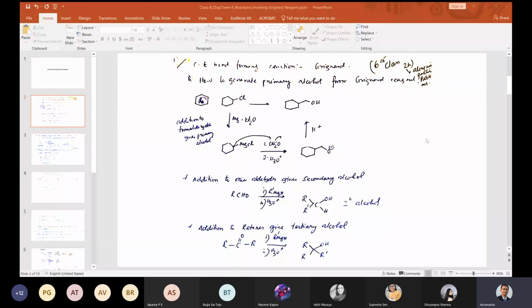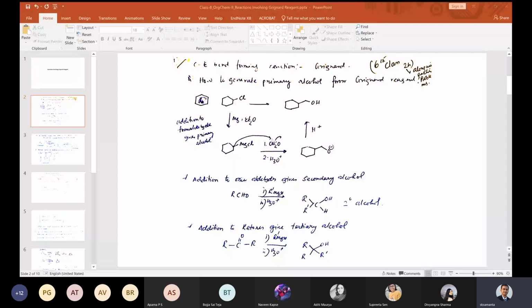Now we can make primary, secondary as well as tertiary alcohols using Grignard reagent. For example, if you take cyclohexyl chloride and add magnesium in ether, you first generate the Grignard reagent, cyclohexyl magnesium chloride. This carbon then has a negative charge, and in this case you use formaldehyde. This center will attack the formaldehyde carbon to form CH2O minus. After protonation, it will form the primary alcohol.